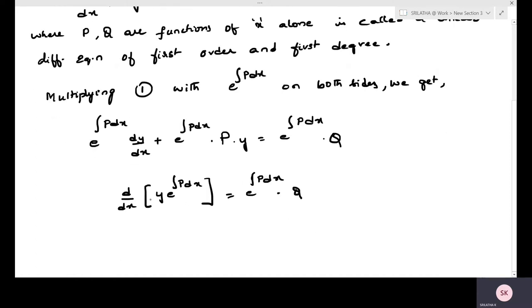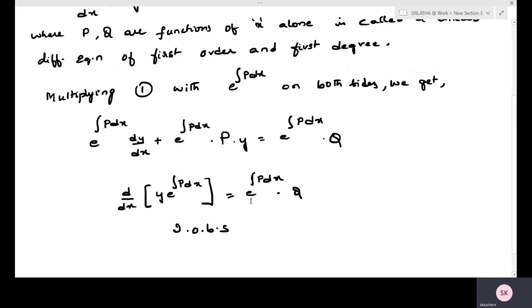Now see what will happen if we apply the UV rule. First, the differentiation of y, and e to the power of integral p dx as it is. So e to the power of integral p dx into dy by dx, plus, applying the UV rule, y into the differentiation of e to the power of integral p dx. If I have e to the power of x, then its differentiation is e to the power of x. Here, instead of x, I have integral p dx, so I get e to the power of integral p dx into the differentiation of integral p dx. Integration and differentiation cancel and I get p, because they are opposite operations. So y into the differentiation of this.